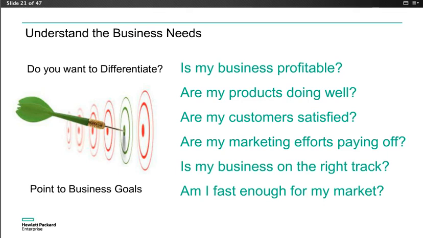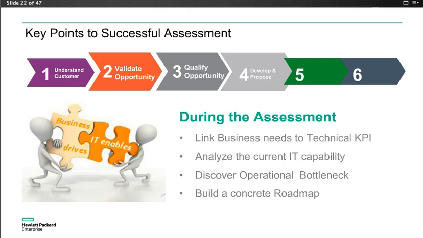Therefore, typically we start with talking with business, and we let them ask questions like, is my business profitable? Are my products doing well? And after we agreed on the major questions that came from the business, then we visit IT teams and let them help to answer these questions by IT tools. As I mentioned, to link the business needs to technical people, to technical staff, is really important to the success of DevOps adoption.